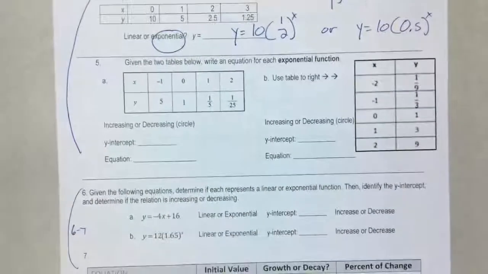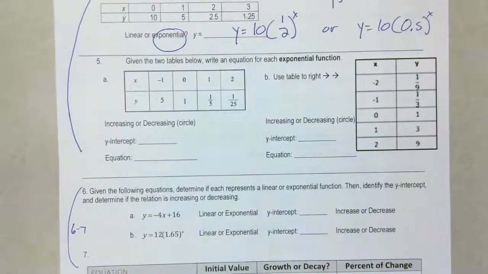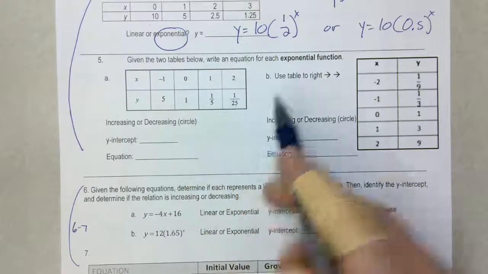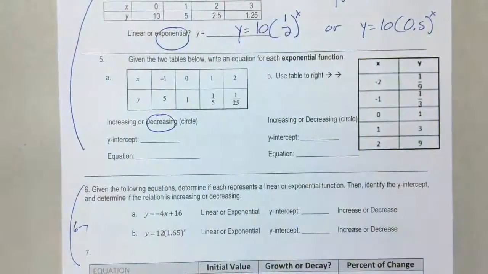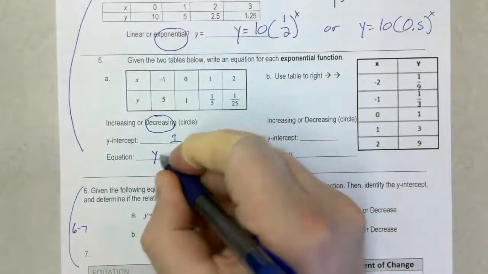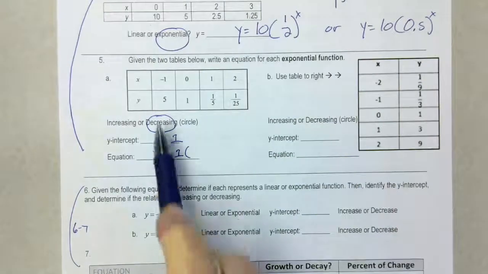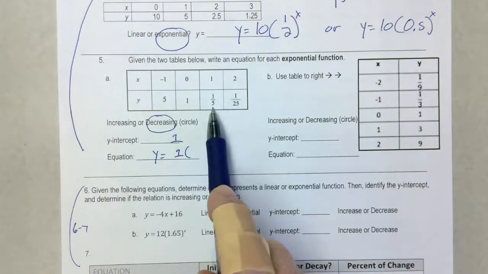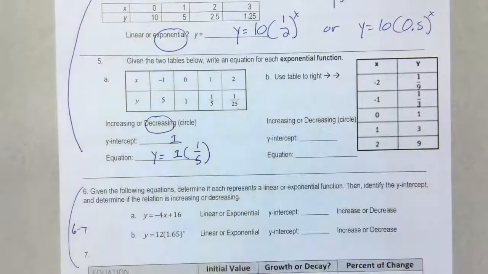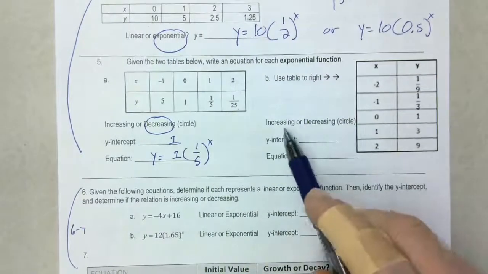All right, number 5, here we go. Given the two tables below, write an equation for each exponential function. So they're telling us it's exponential. So here's my first table. My y's are going down, so that's decreasing. My y-intercept is 1, because that's where my x value is 0. So my equation is y equals 1. Now, what's my growth rate? It looks like everything is being divided by 5, so I just put 1 over 5. There's my x.